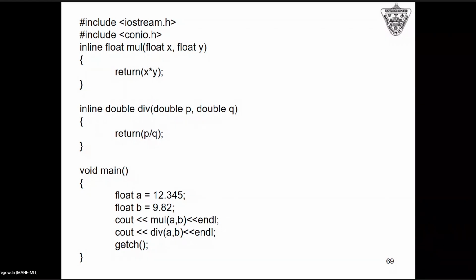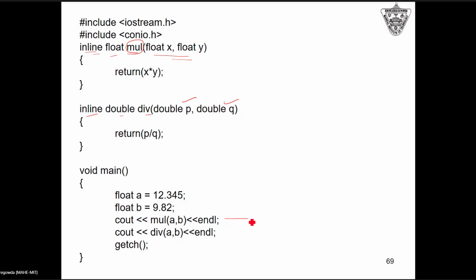So this is an example demonstrating the inline function. I have the inline functions defined here. The multiplication function MUL is defined as inline, the return type is float, and it takes two arguments. The same is done for the double type: inline double division, which divides the numbers and takes two arguments. So float A is 12.345, float B is 9.82, mul A comma B.